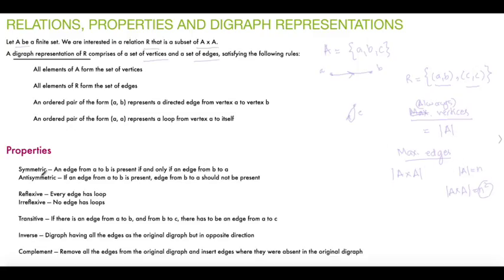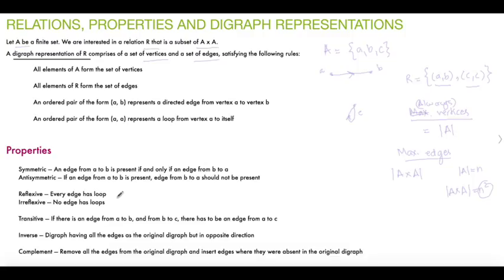Okay, now we come to the properties. Now we know that relations have properties. Sometimes they are symmetric, antisymmetric and so on. So here is a definition. I'll quickly pass through the definitions, and once we do the examples it will be more clear. A graph is said to be symmetric whenever we have an edge from A to B if and only if an edge from B to A is also present. It is antisymmetric if an edge from A to B is present and an edge from B to A is not present. It is reflexive if every vertex has a loop.